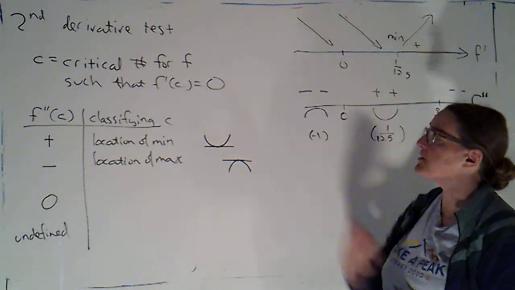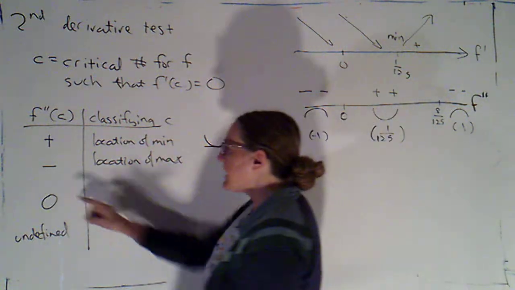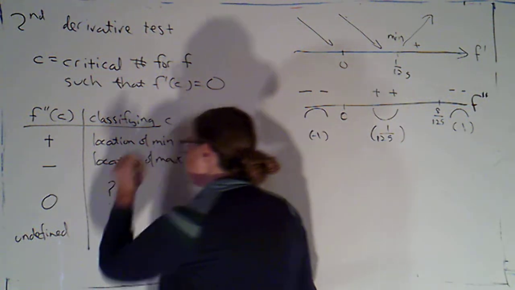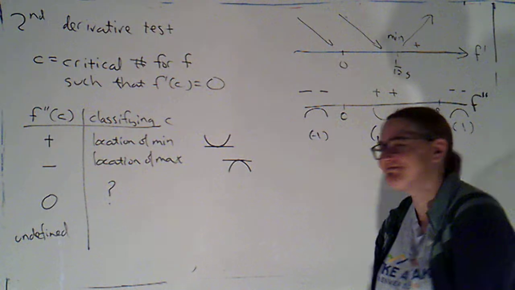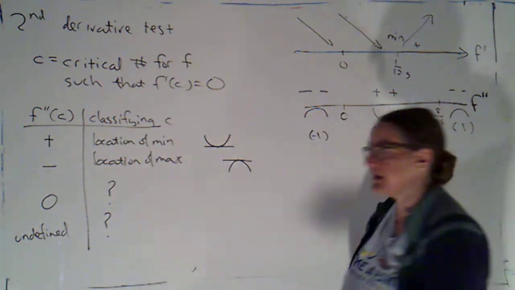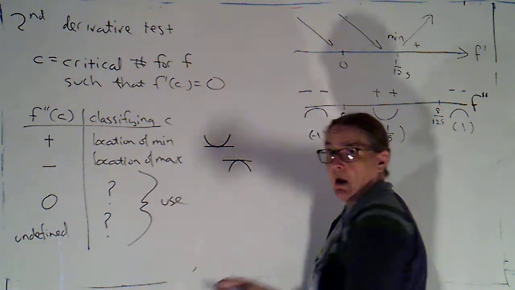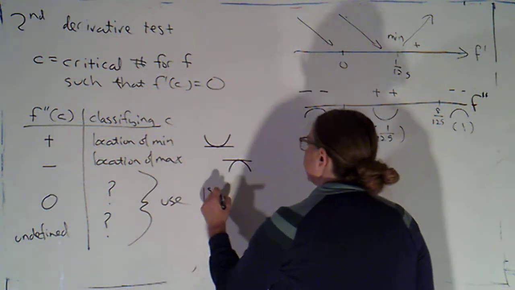Obviously, if the critical number is one where the first derivative doesn't exist, we can't do this. If the second derivative ends up being 0, that's not going to tell me anything. And if the second derivative is undefined, that's not going to tell me anything either. In this case, the test is inconclusive, but we don't just say, oh, I don't know. We use the first derivative test.